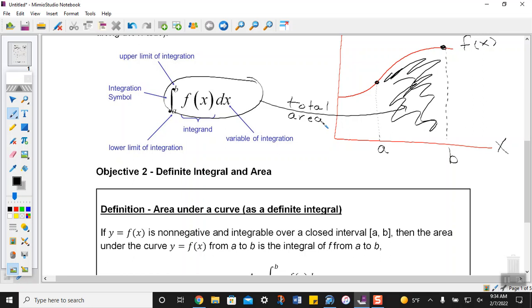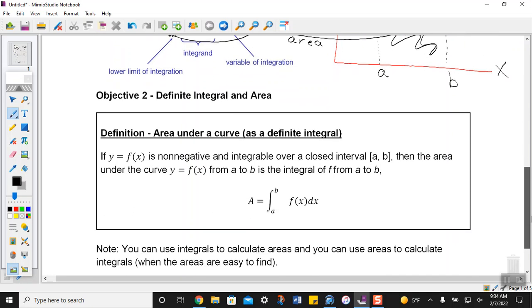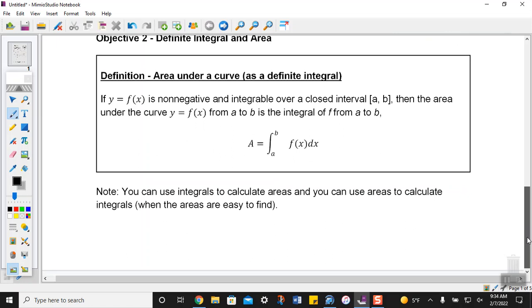Are you okay with what this stuff means first? We good there? Okay. Then the next part, guys, we're going to look at the definite integral and area. So again, area under a curve, like we just talked about. By definition, the definite integral is an area under a curve as defined by a definite integral.